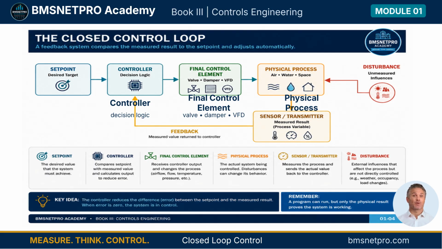Disturbances are influences the loop does not directly command. Solar load, doors opening, occupants entering, water temperature, or a fan starting somewhere else. Good controls do not eliminate disturbances. They reject or accommodate them without unstable behavior.